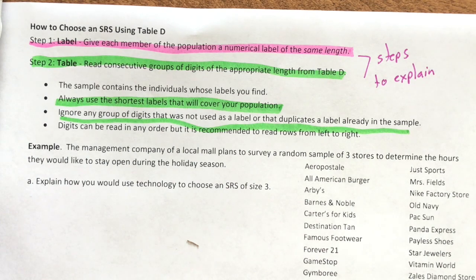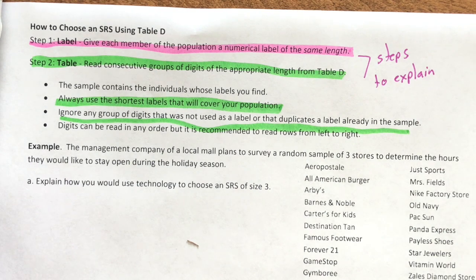Okay? If your population has 30 items, you're not going to be able to use single digits, because to label something with the number 30 or 29 takes 2 digits. So when you're labeling, you would have to use 2-digit numbers. When you are going through your table, you're going to explain that you're going to ignore any groups of digits that were not used as a label or that duplicate a label already in the sample. And when we use our table, you can read the digits in any order, but it is recommended to read the rows from left to right, and that's how we're going to do it in this class.